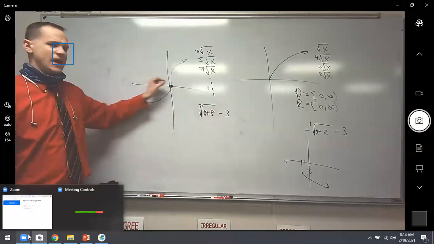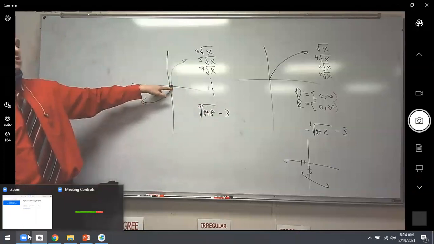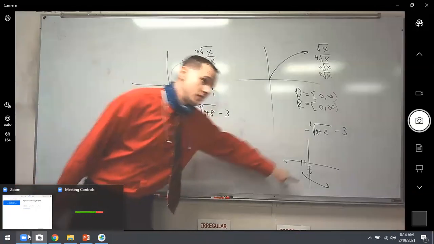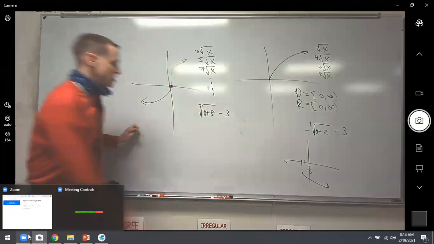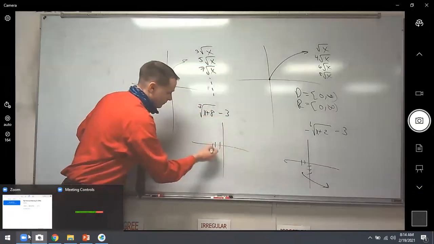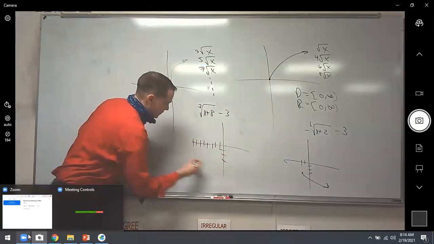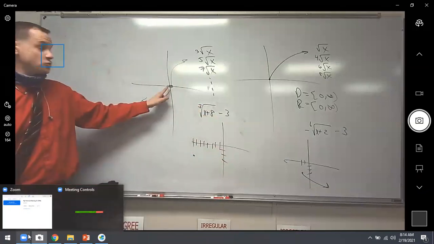So what's that tell me? That tells me where the center is. So this one tells me where the vertex is, and the same logic for this one tells me where the center is. So this one would be at -8, down 3, and that's where the center would be, right?